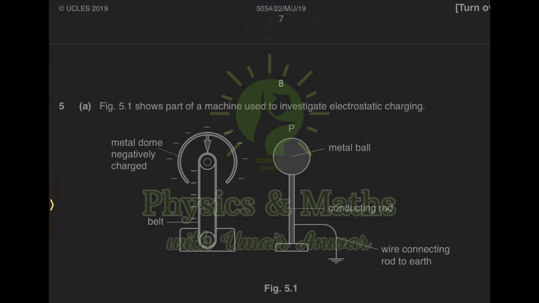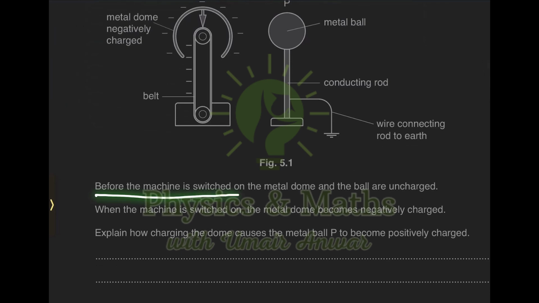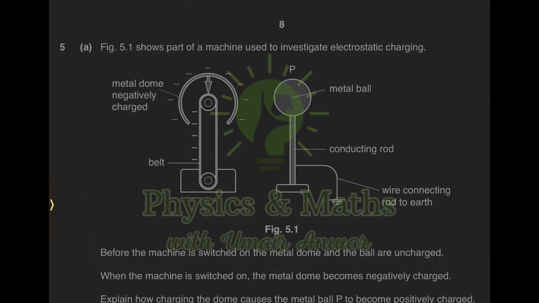The question is related to the topic of static electricity of the syllabus, and the question says in part A, figure 5.1 shows part of a machine used to investigate electrostatic charging. Before the machine is switched on, the metal dome and the ball are uncharged. So we can see that there is a machine and it contains a belt which is going to move like this on the two pulleys. Then there is a metal dome which is connected to the belt, and there is a metal ball placed beside the metal dome which is placed on a conducting rod, and it is also grounded here with a wire.